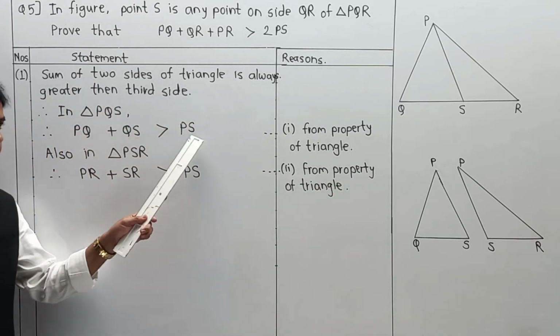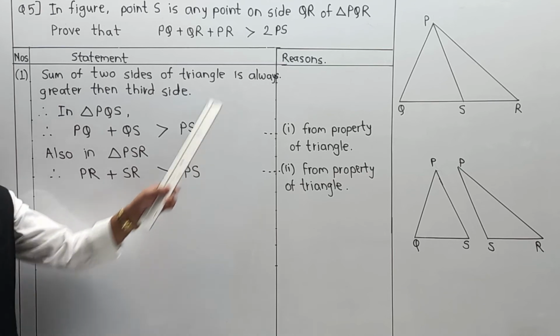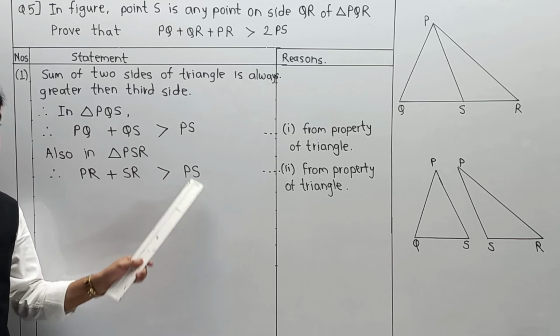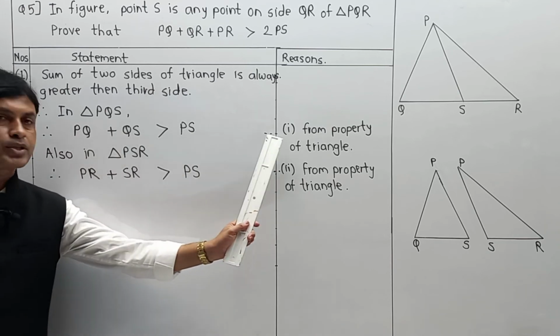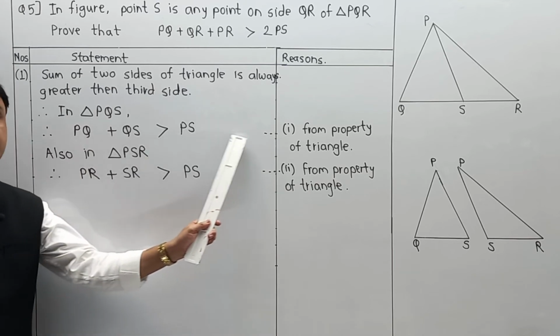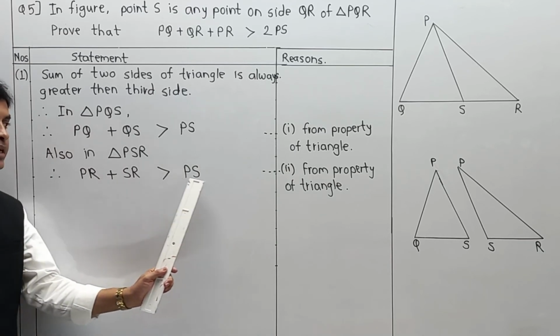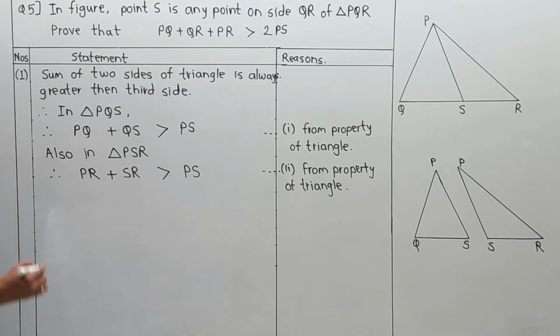Now here mathematically we are going to make addition of equation 1 and 2. Why? Because we need 2 times PS, and PS plus PS will be available as 2 PS. Equation 1 is PQ plus QS is greater than PS, and equation 2 is PR plus SR is greater than PS. And we are going to do simply mathematical addition.